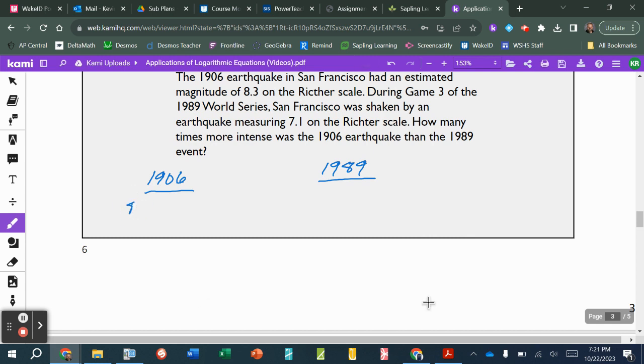So for the 1906 earthquake, I've got 8.3 is equal to that common logarithm of the intensity divided by that standard earthquake, and that was 10 to the negative 4 centimeters. So when we find this intensity for both of these, we're talking in centimeters of deflection. For the 1989 earthquake, however, we have 7.1 is equal to that common log of the intensity here over the 10 to the negative 4th.